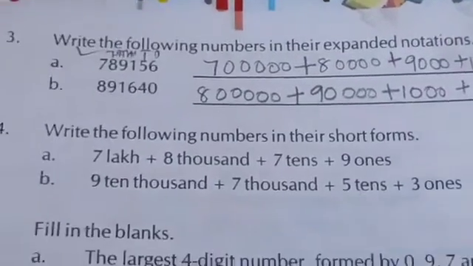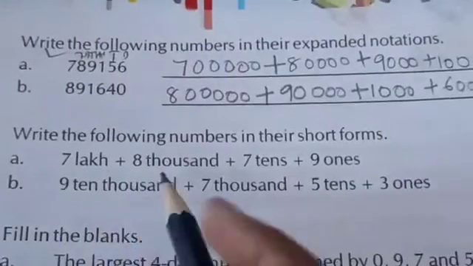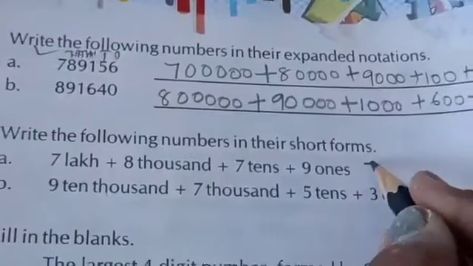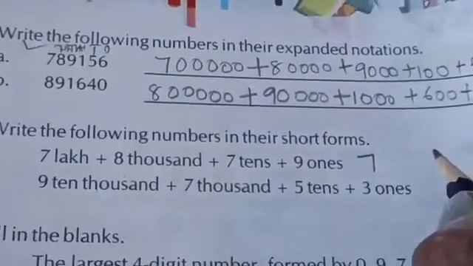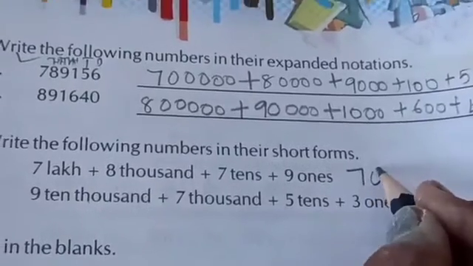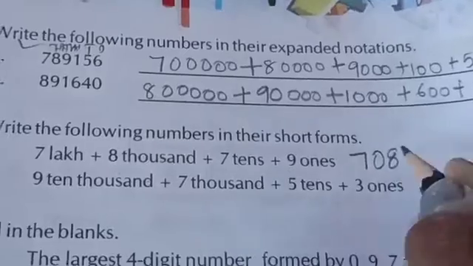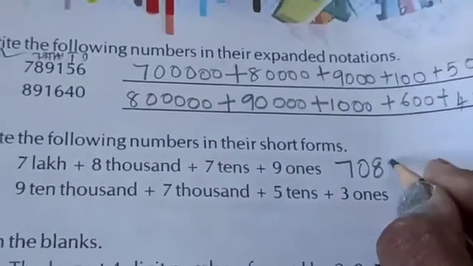Now next one, see, write the following numbers in their short form. 7 lakh, 8,000, 7 tens, 9 ones. 7 lakhs. Okay, after lakhs, in the 10,000s place there is no number. What do you have to do? 0. Okay, now 7 lakh, 8,000. After 8,000, in the hundreds place they did not give any number, right? You have to write 0.